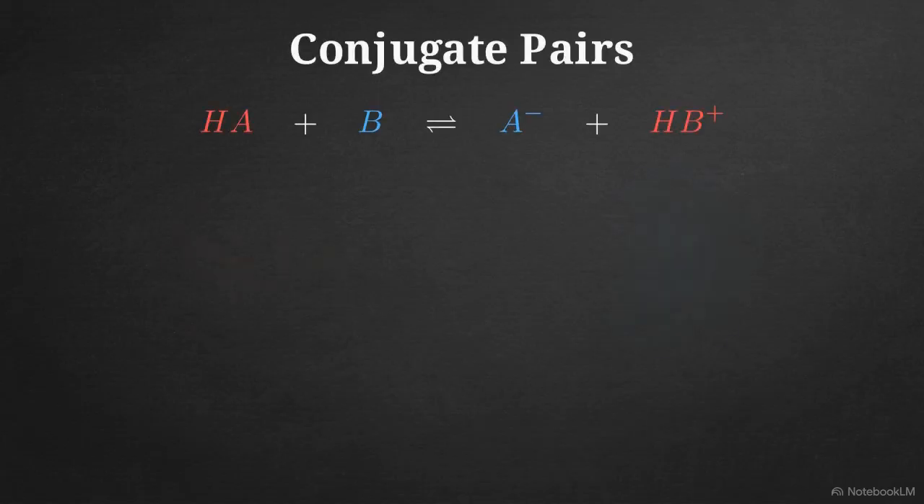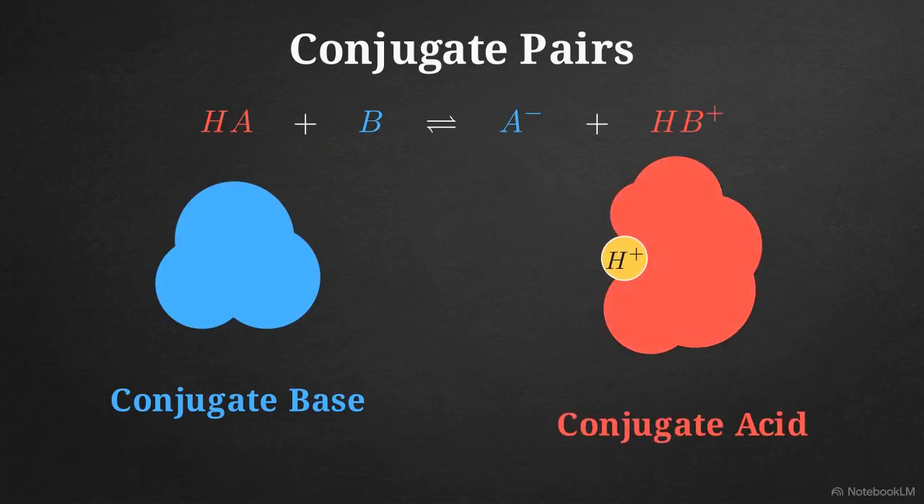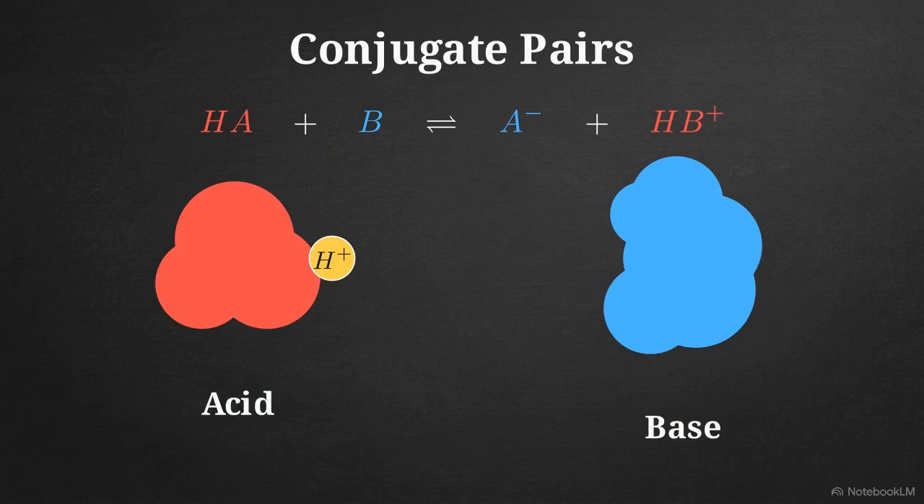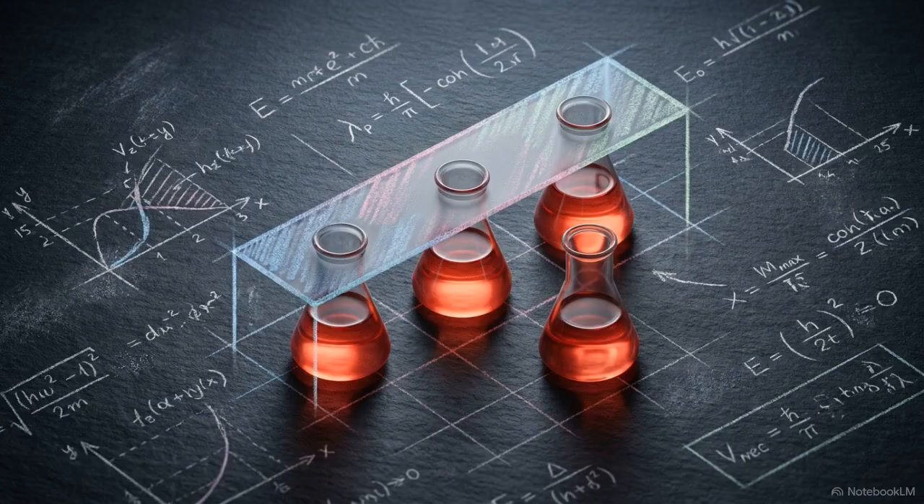This creates what we call conjugate pairs. When an acid gives away its proton, it immediately becomes a base, capable of accepting that proton back to reverse the reaction. However, even this model has a ceiling. In a solvent like water, different strong acids often appear to have the exact same strength. This is the leveling effect, where the solvent masks the true reactive potential of the acids.